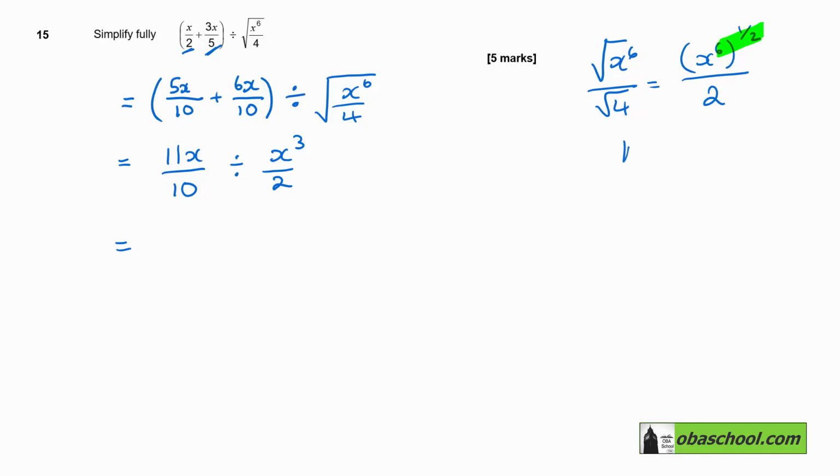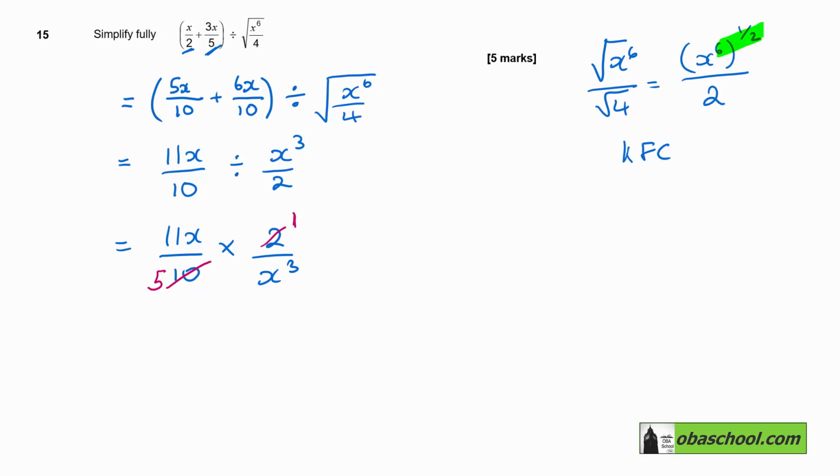Dividing fractions, remember KFC: you keep the first fraction the same, you flip the second fraction upside down, so that will be 2 over x cubed, and you change the divide to a multiply. Then we can see we can do some cancelling here. This will become a 5 and this will become a 1. 2 goes into 2 once, it goes into 10 5 times.